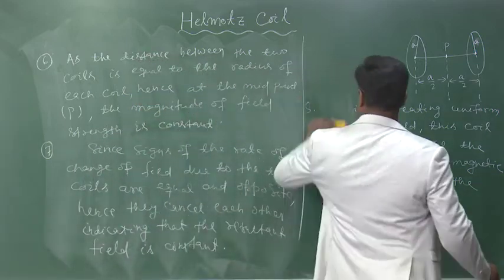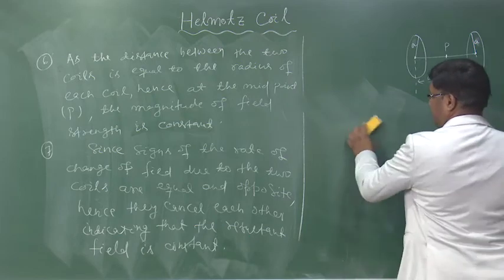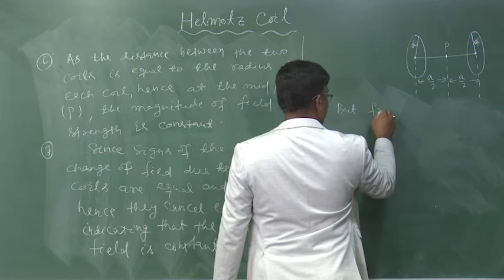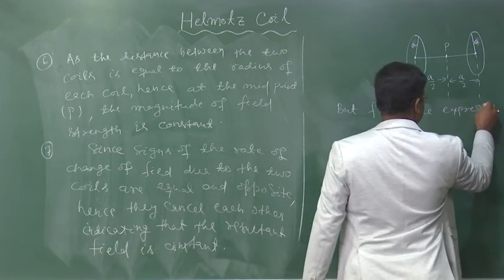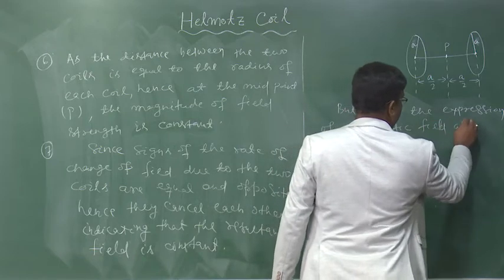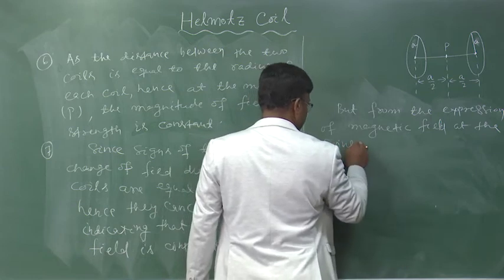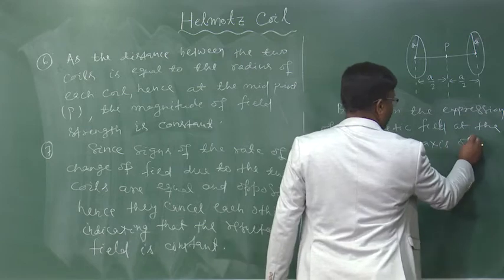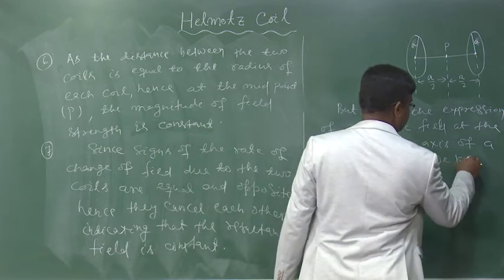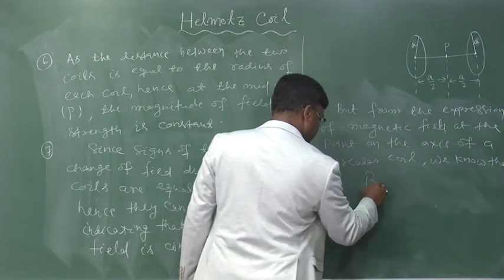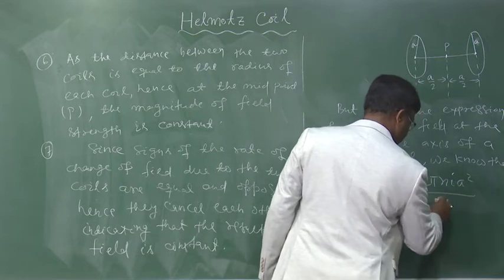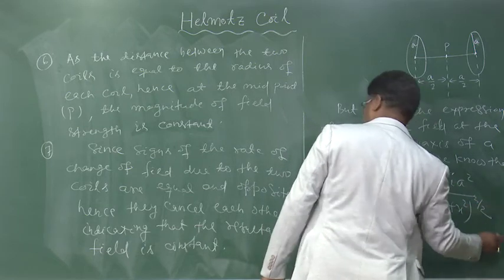So, from the expression of magnetic field at a point on the axis of a circular coil, we know that B is equal to mu 0 by 4 pi times 2 pi n I a square divided by a square plus x square whole to the power 3 by 2.